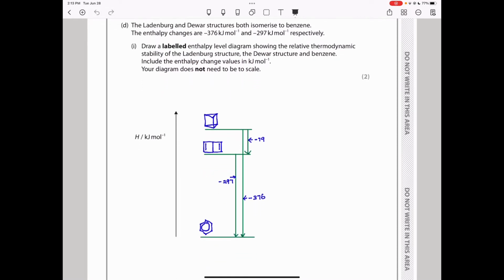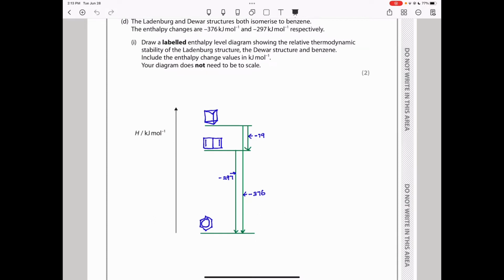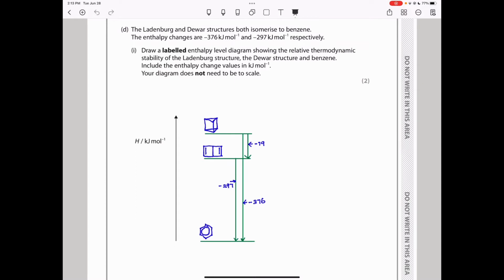So let's see. I began by drawing the Ladenburg structure up here. Remember they've told us for Ladenburg it is negative 376 kilojoules per mole, and that's why you can see this long one. It means to convert it to benzene, that is the enthalpy change, so negative 376 kilojoules per mole. However, to convert the Dewar to benzene, we need negative 297 kilojoules, which is that.